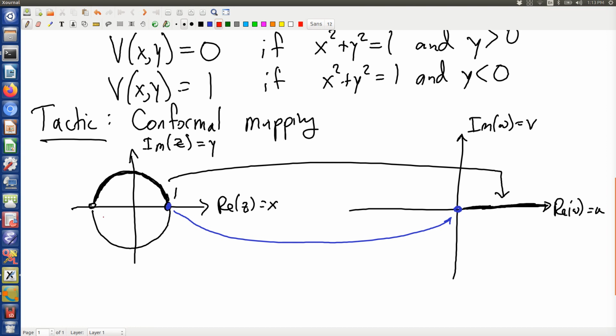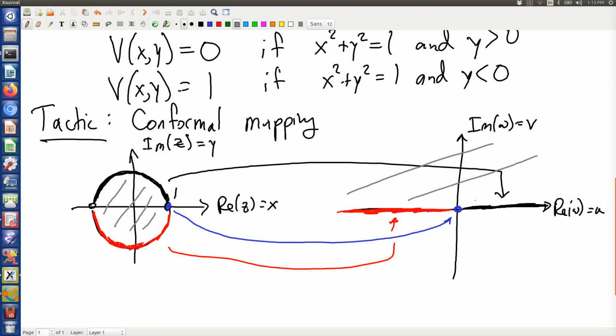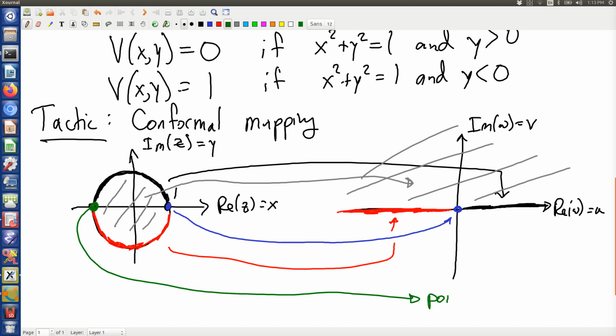On the other hand, the positive terminal, this guy here, if you look at how this will go, it'll be off in here. It'll be the negative real axis in the image. Everything on the interior will end up in the upper half plane. And what about this poor point here? This poor point here gets mapped to the point at infinity.